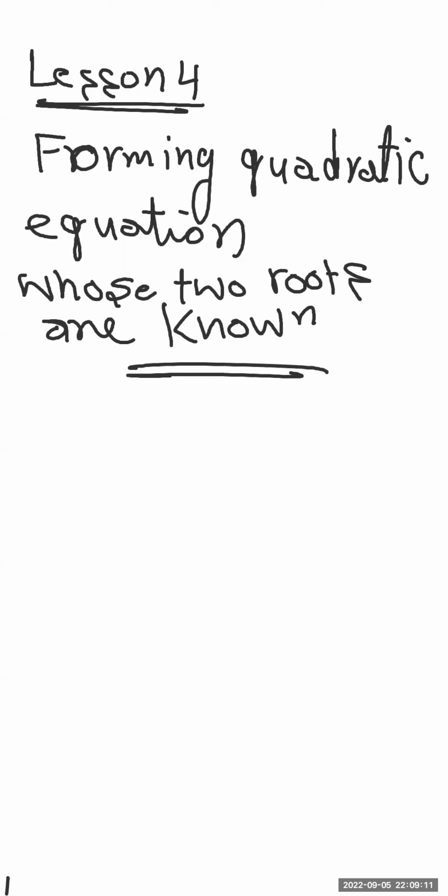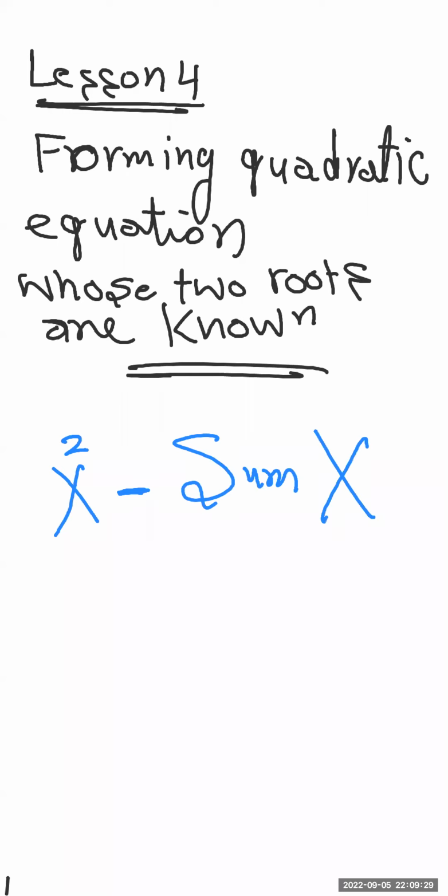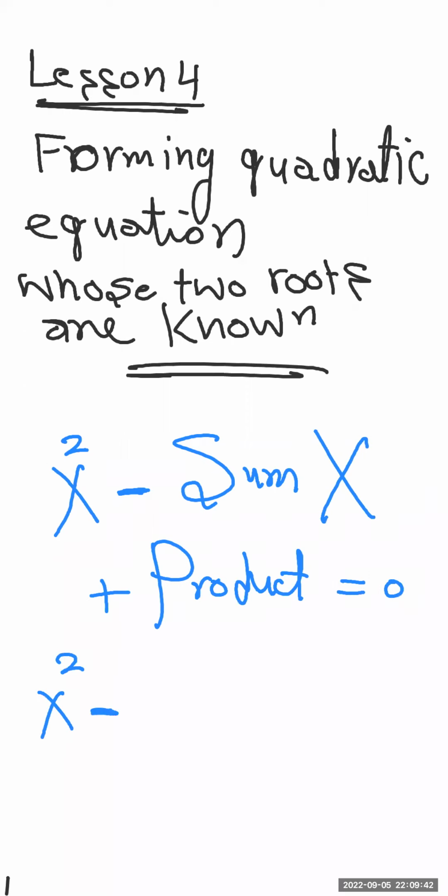The general form of how to write down the equation by using the two roots is like that. X squared minus the sum of the two roots, x, plus the product of the two roots, then equals 0. So x squared minus sum x plus product equal 0.